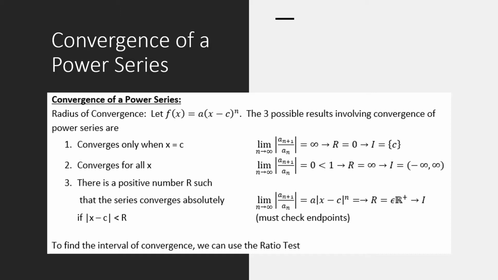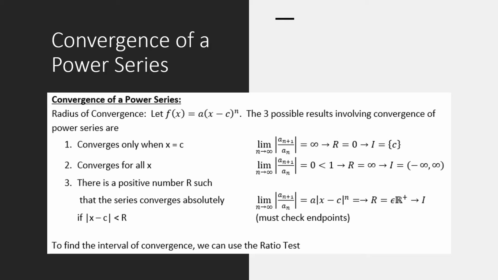All right, your possibility number 2 is that when you run the ratio test, you get a number less than 1. So like you get 0, which is less than 1. And in that case, it converges absolutely. And so if it converges absolutely, it converges everywhere, which means that our radius is going to be infinity, and our interval is going to go from negative infinity to infinity.